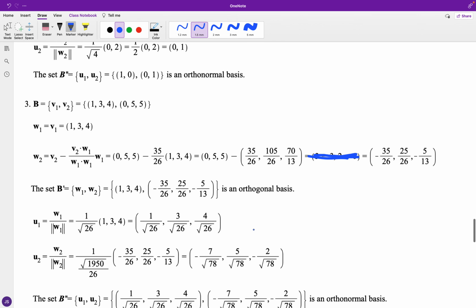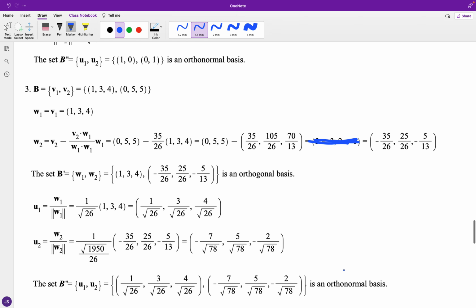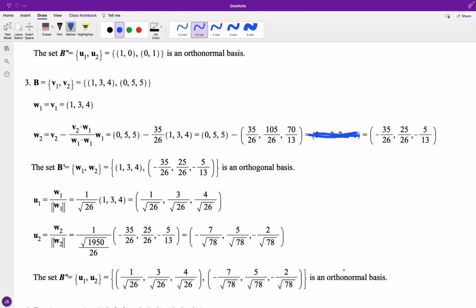And for what we have for U sub 2, okay, so you have W sub 2 over the norm of W sub 2. And this one's kind of tricky. Now, for the norm of W sub 2, in simplified terms, we have the square root of 1950 over 26, and I could take the reciprocal of that and just multiply what I have for W sub 2 and reducing, but leaving the radical in the denominator. So I have negative 7 over the square root of 78, 5 over the square root of 78, and negative 2 over the square root of 78.